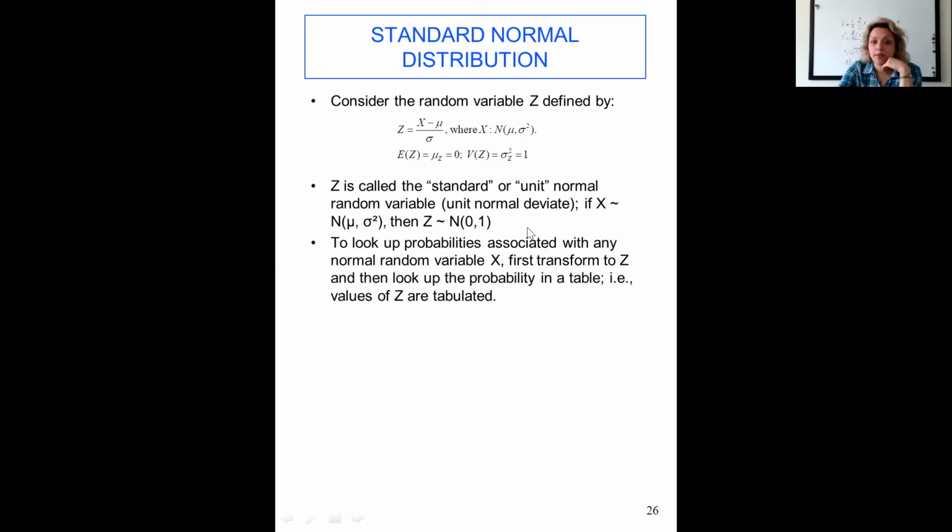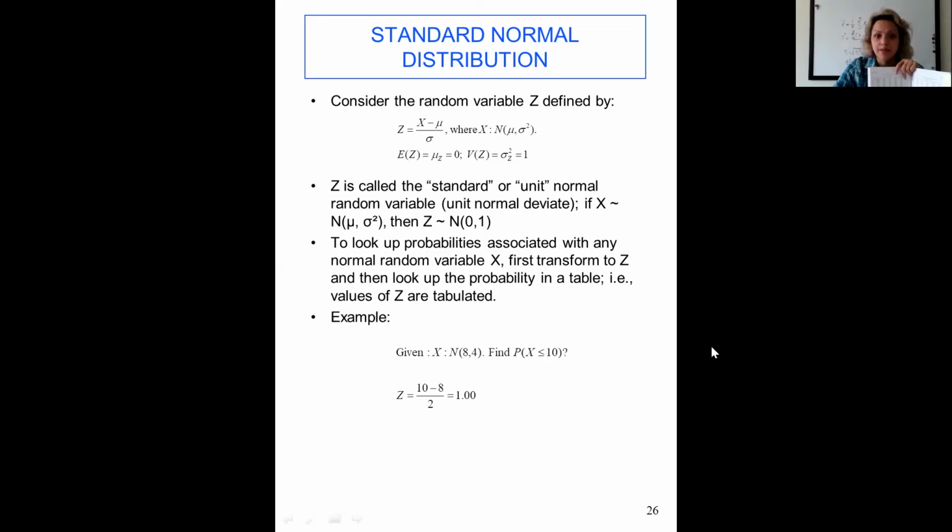To look up the probability associated with any normal random variable X, first transform to Z, and then look up the probability in a table. Values of Z are tabulated. So with the value of Z, make sure that you look at the Z table that I posted on Learn. It's going to be something like this, and I'm going to go through that quickly. We'll just cover whatever we have on this page, because we have an example and that's a good one.